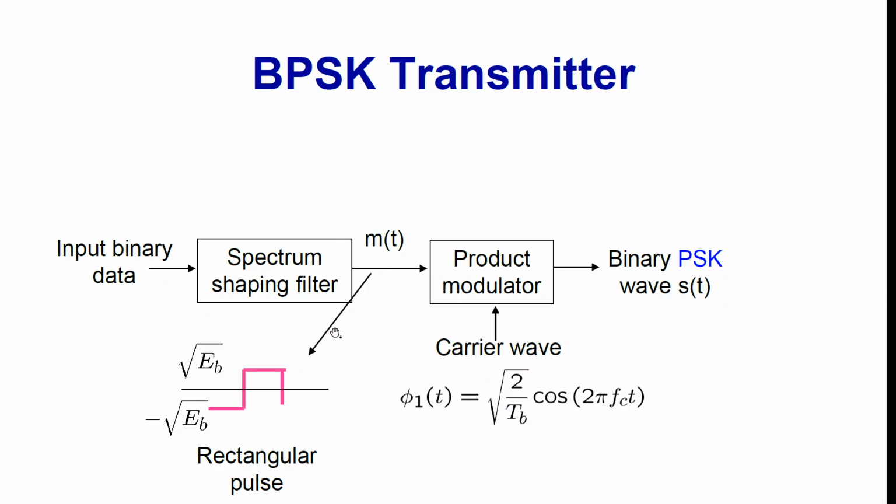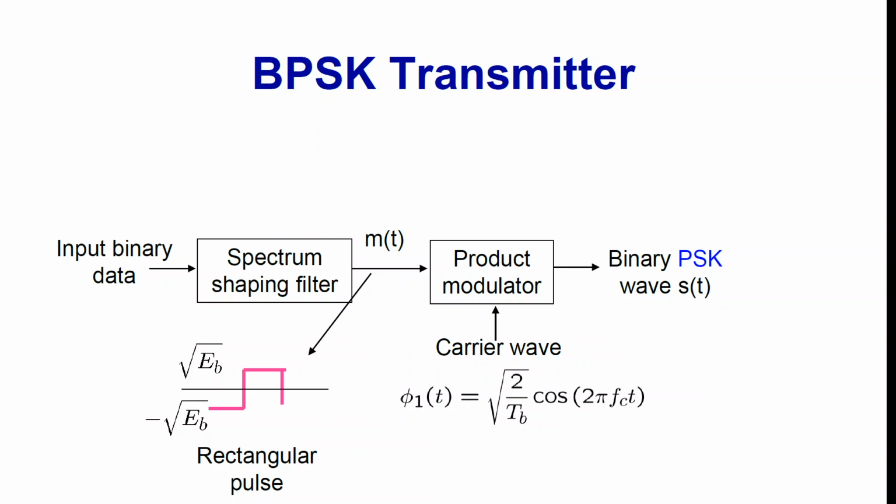So this is the block diagram of the BPSK transmitter. You have an input binary data, and then a spectrum shaping filter. I assume that we use our normal rectangular pulse. Then you will have the message signal, the input to the modulator. I hope you remember this signal should have energy root EB and minus root EB. So we generate a pulse having amplitudes plus root EB and minus root EB.